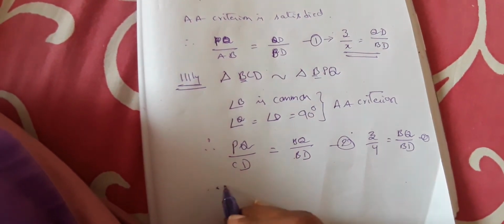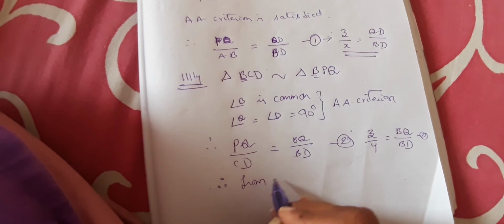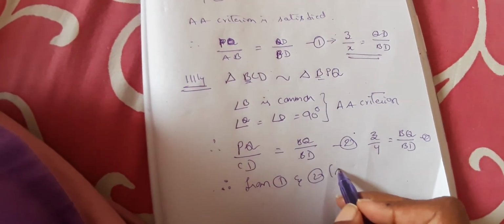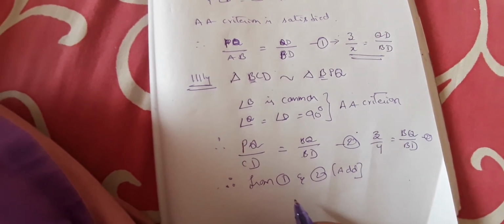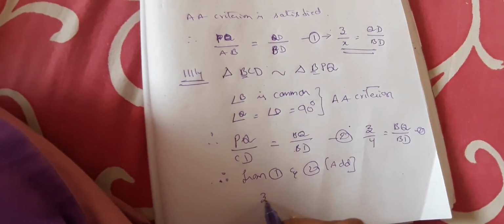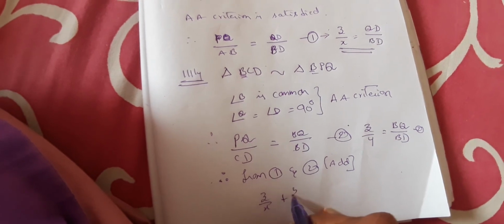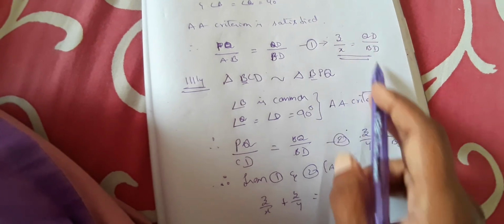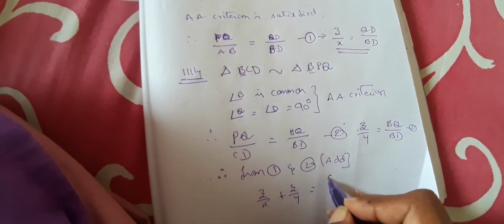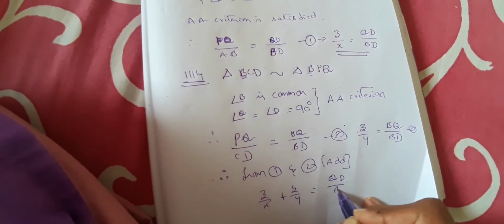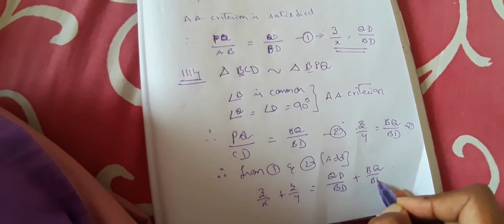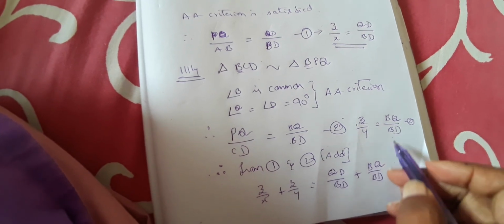Therefore, adding 1 and 2, you will get Z by X plus Z by Y is equal to QD by BD plus BQ by BD. LHS are added and then RHS should be added. Is that clear? So RHS are added. Now QD plus BQ. Look at the diagram.